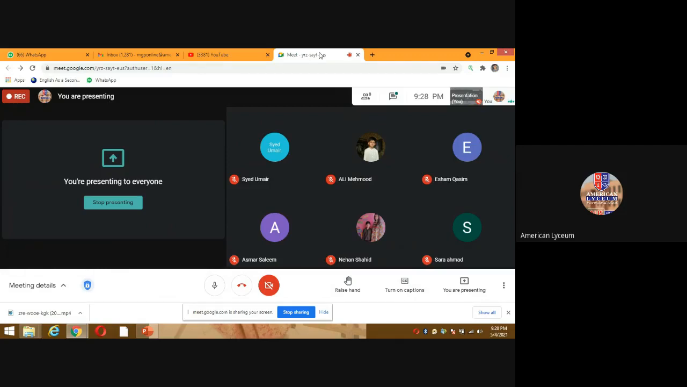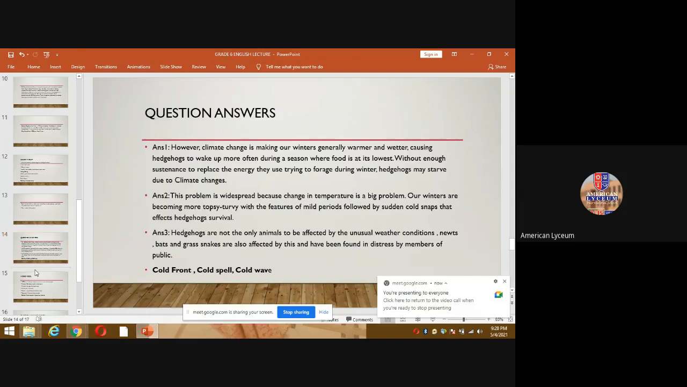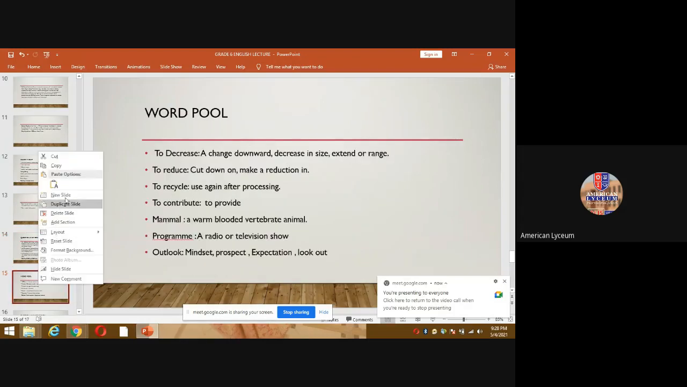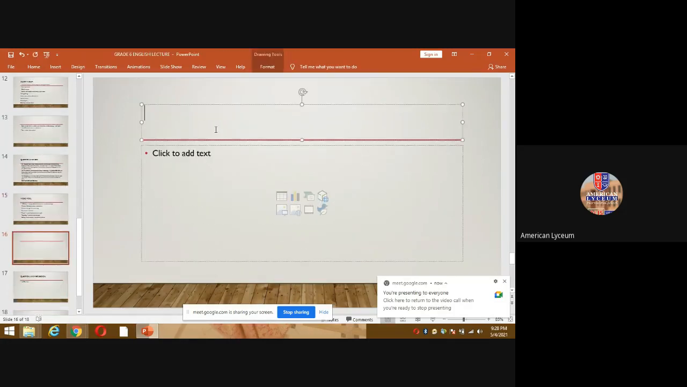Okay. So writing a newspaper article. Before, how to write a newspaper article? I would like to give you very easy tips. Tips for writing a newspaper article. The first thing is we are going to see what is inverted pyramid.